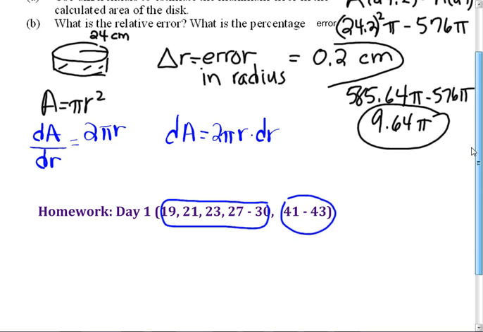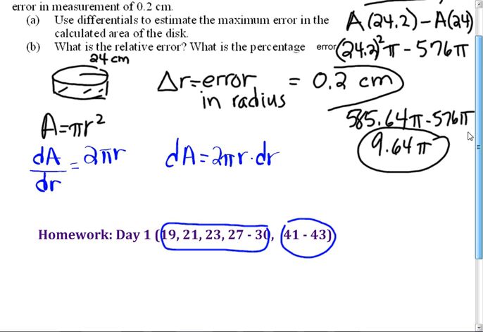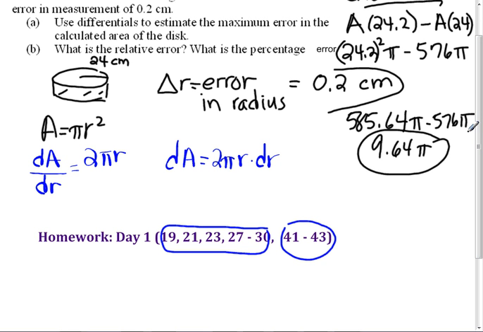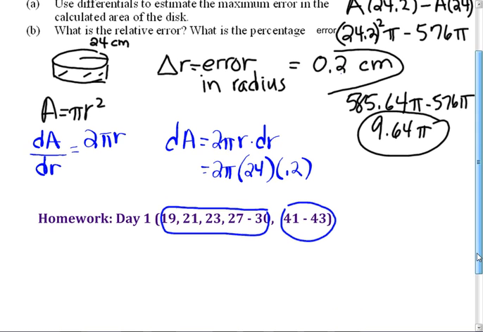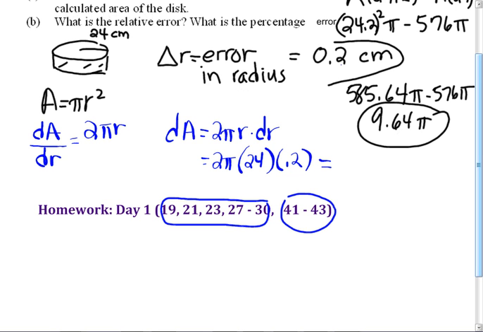Okay, now remember, dA and delta A are not the same, but they're pretty close as long as dr is small. So let's try this. It's 2 pi. What's my radius where I drew my tangent line? 24. And what's my dr? It was 0.2, right? Yep. And we multiply that out. You're saying, I can't do that without a calculator. Yes, you can. What's 2 times 24? That's 48 pi times 0.2. And what's 2 times 48? 96, count back 1. 9.6 pi.